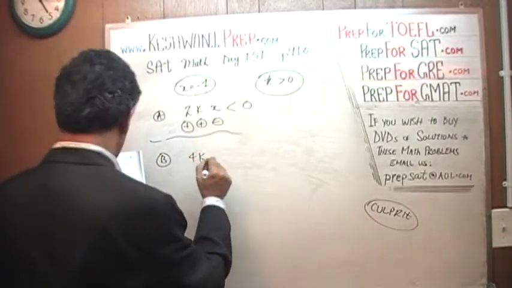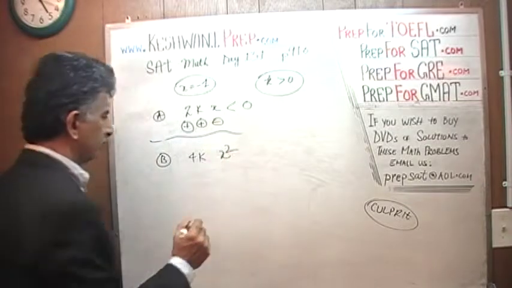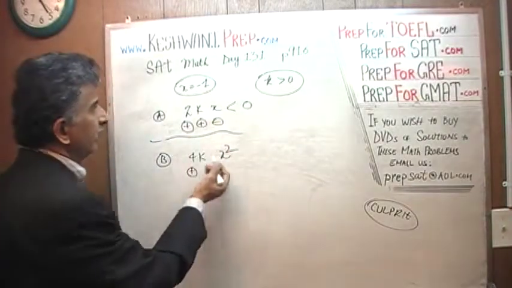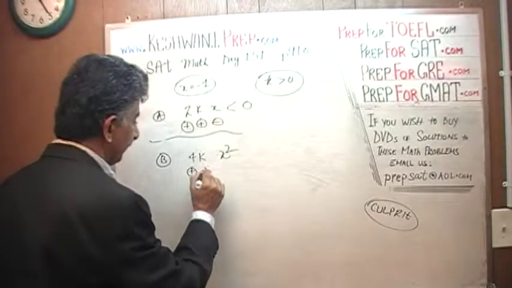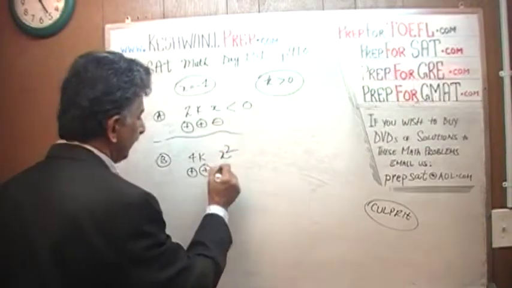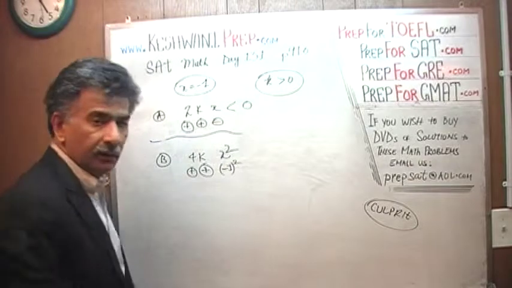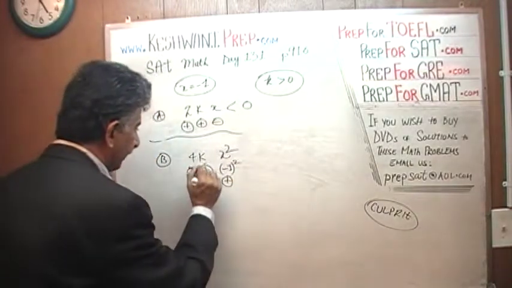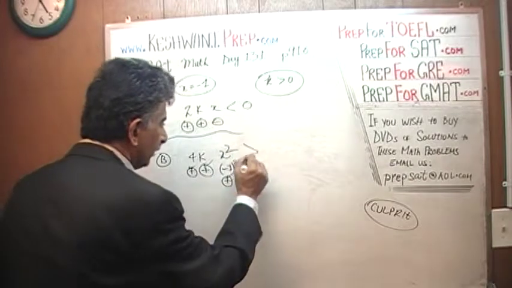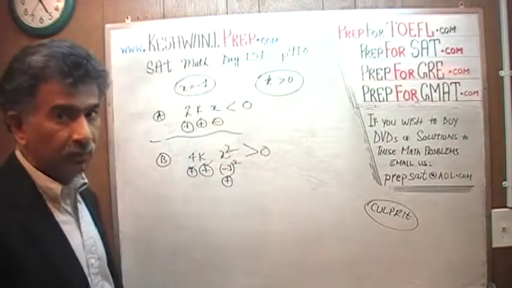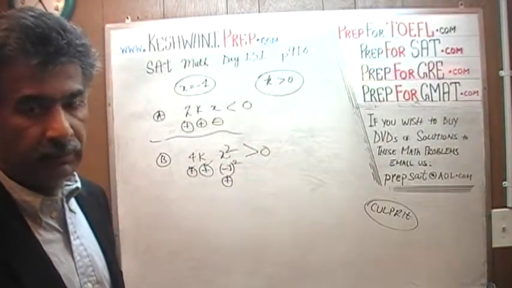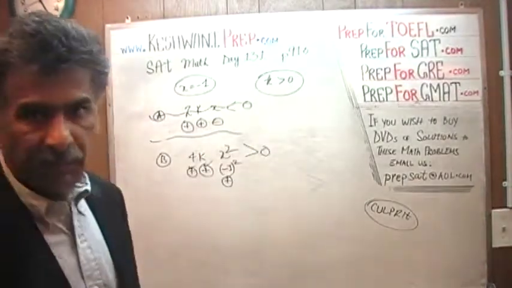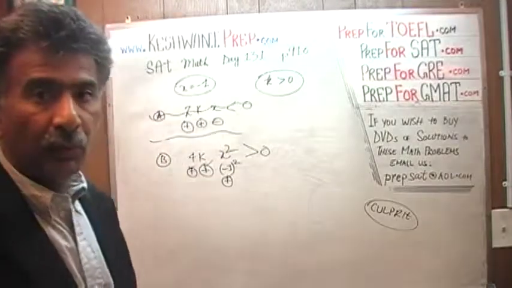4 times k times x squared. Interesting. 4 of course is a positive number. K we are told is more than 0, so that's positive. And x squared is going to be -1 squared, and -1 squared is also positive. So here we have positive times positive times positive, so this quantity is more than 0. Again, we do not know how much it is, but whatever it is, it is something more than 0, which means A is out of the game. A is no longer a contender.